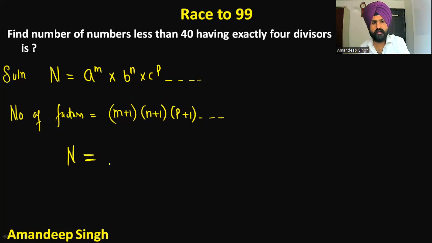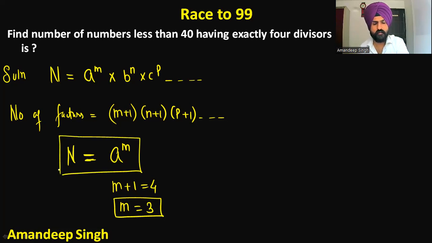So n has to be something like a to the power m, and this m plus 1 is equal to 4, which means m has to be 3. If n has only one prime number a, if n is of the form a to the power m, then m plus 1 is 4 because the number of factors is 4, so m has to be 3. Now a to the power 3 should be less than 40.